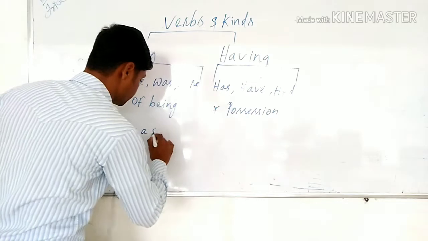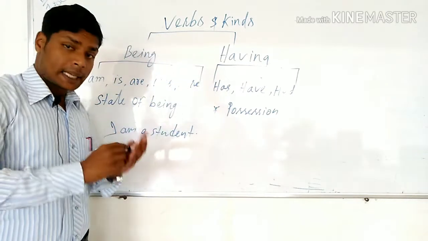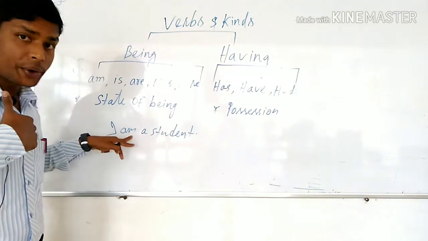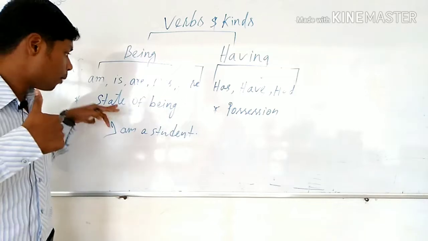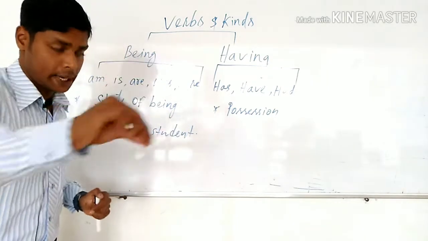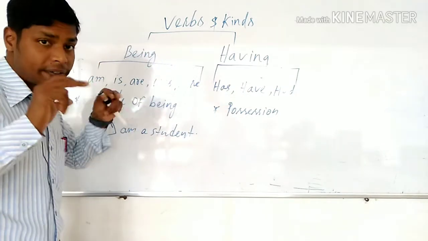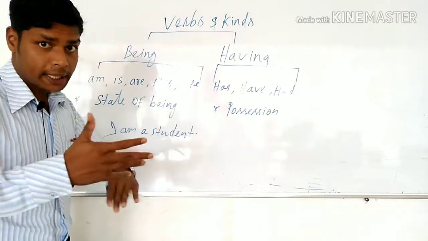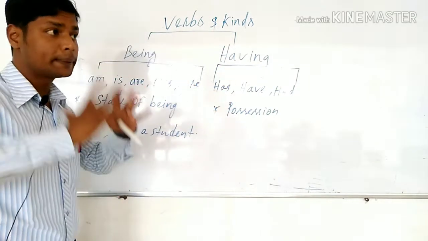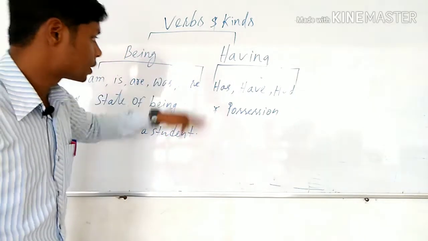For example, we say I am a student. That means it is pointing out, or denoting, my state of being. What am I? I am a student. He is a doctor. So here the verb is denoting, it is pointing out the state of that man, what that man is. Thus we have am, is, are, was and were.